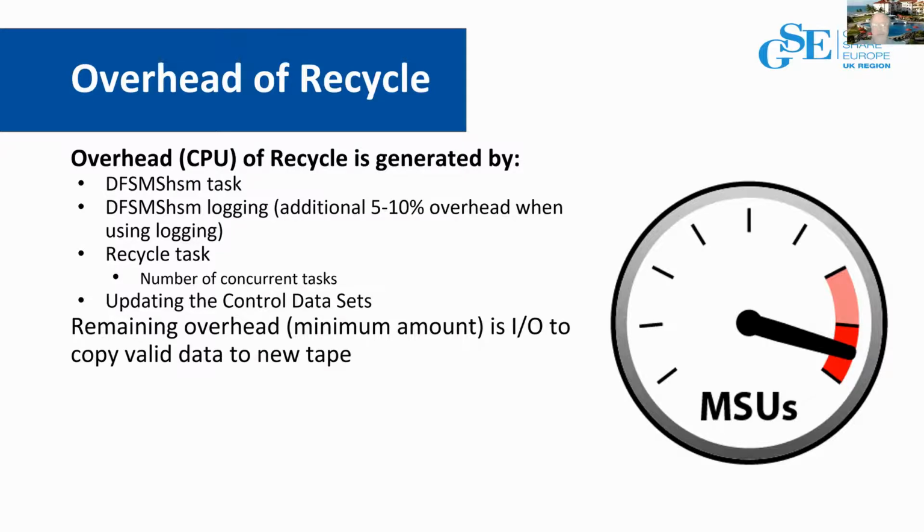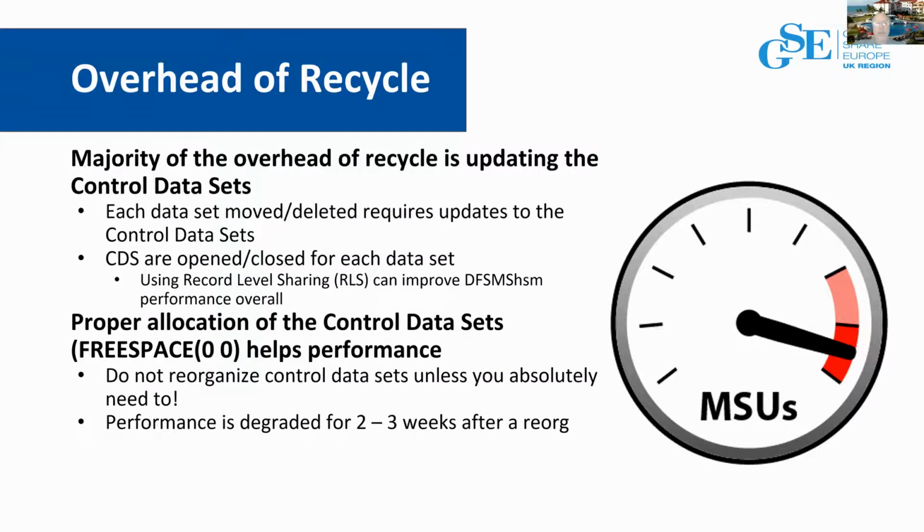So that takes a lot of time as far as wall clock, takes a lot of CPU, and takes a lot of IO. It turns out that when you do a study of where the resources are being consumed, the majority of the overhead during that recycle is actually in updating the control data sets. You see, the CDS is being opened and closed each time a new data set is read back in. So there's a lot of record level CPU consumption going on there as you're doing a lot of updates to the CDS.